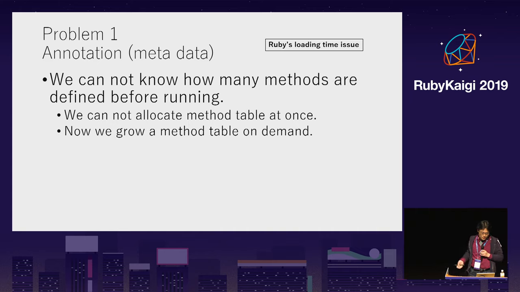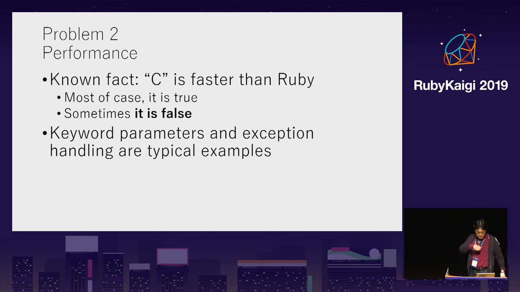Now we need to grow the method name table on demand, so we need to allocate more and more memory and consume the time. And the next one is the performance. The known fact is C is faster than Ruby. Nobody doubts this fact, but sometimes it is false. For example, keyword parameter and exception handling is faster than C code.